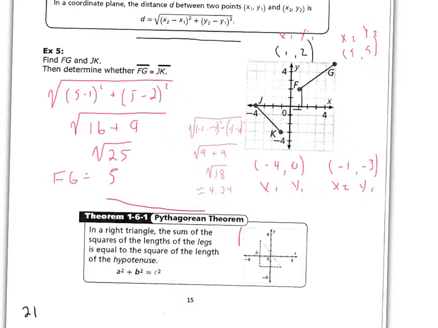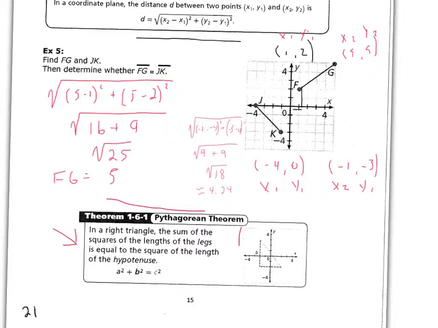Next we're going to talk about the Pythagorean theorem. Basically what the Pythagorean theorem says right here is: in a right triangle, the sum of the squares of the lengths of the legs is equal to the square of the length of the hypotenuse.